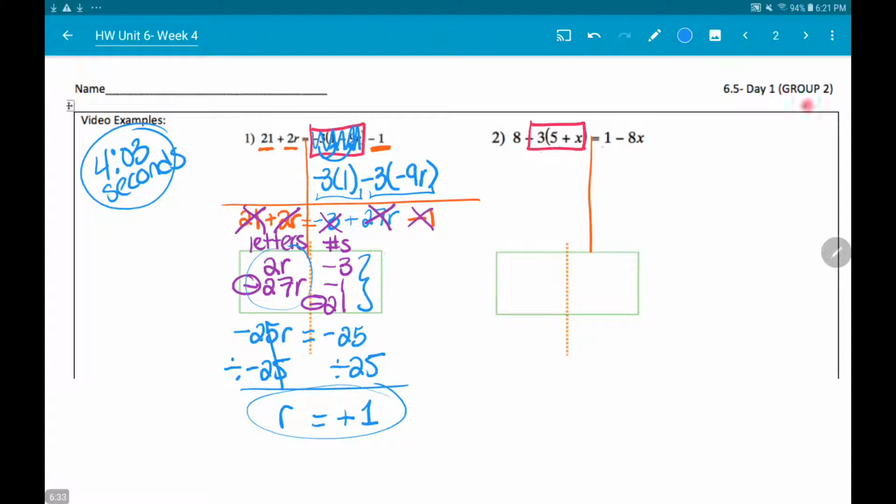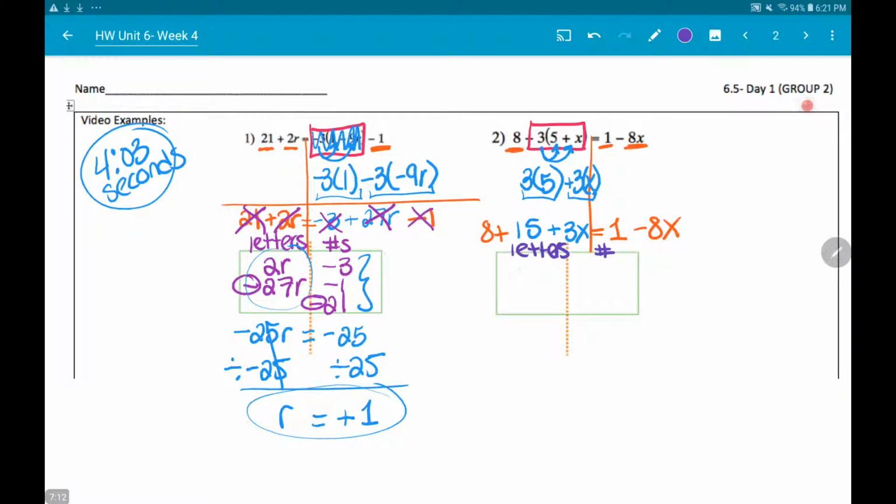Alright, let's try it again. So this time I have a 3 times a 5 plus a 3 times an x. I simplify that. I have 15 plus 3x. Now I can't forget about the things that I didn't touch. So I didn't touch this 8, so that's going to come down. I didn't touch that 1. I bring it down. Same thing with the -8x. Now I have my equation.